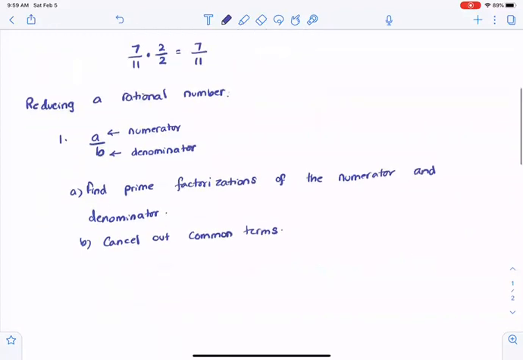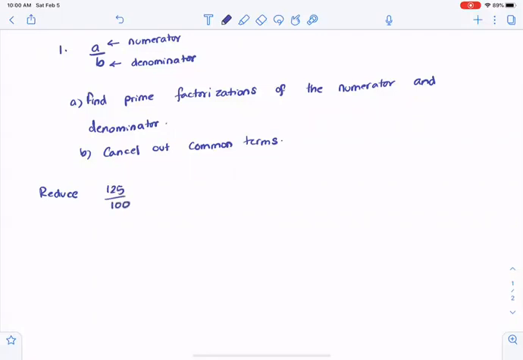Reduce 125 divided by 100. Keep in mind the fundamental theorem of arithmetic: we could always write any number as a product of prime numbers. So start with the prime 5, that would become 25. 25 times 5 is 125. 5 times 5 is 25. Nothing more can be done. And 100, that would give me 20. 20 times 5. 5 times 4 is 20. 2 times 2 is 4.